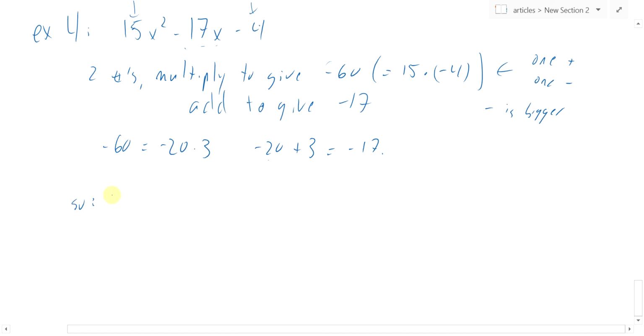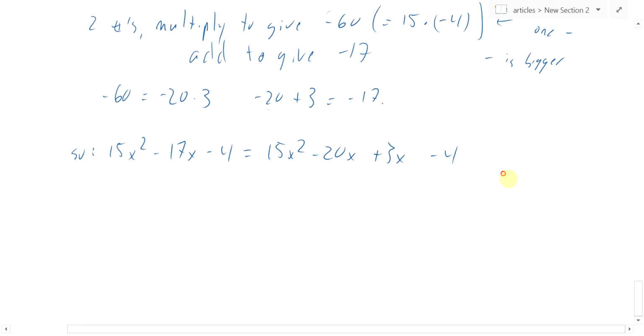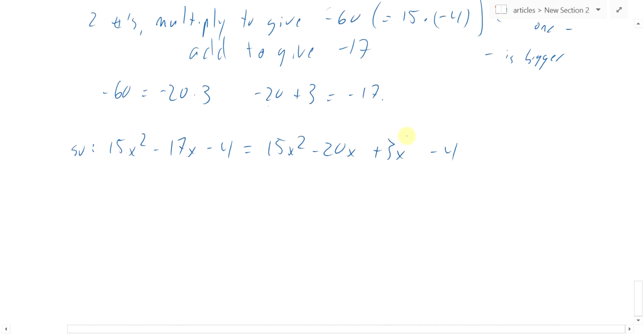Great. So let us break up our minus 17x into a minus 20x plus 3x. So 15x squared minus 20x plus 3x minus 4. And we look to factor out common terms from the first two and the last two. Nothing factors here, which makes us sad. So I got these two in the wrong order. Let's try this one instead.